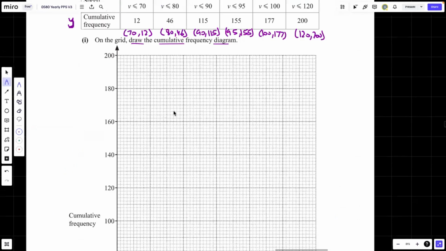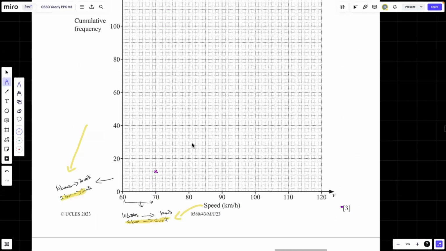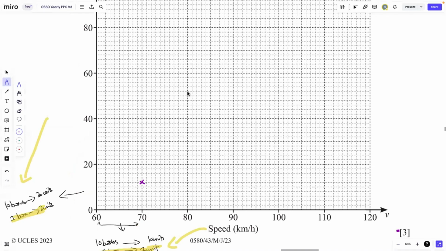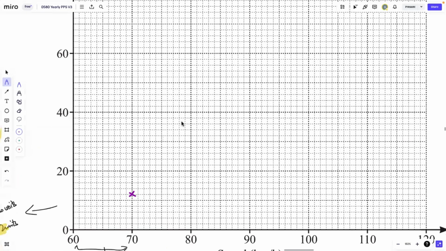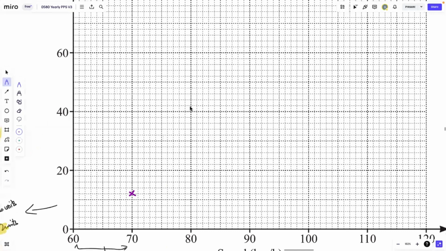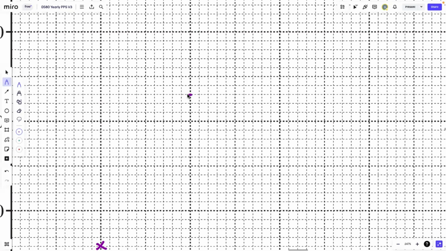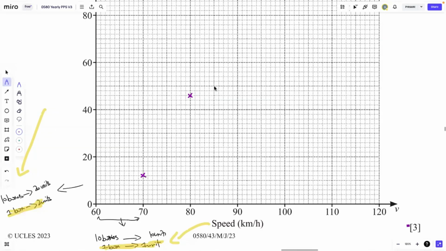Next up, we have 80 comma 46. Since each value is being represented twice, this is 40, 42, 44, 46. Make sure to check the scale correctly. This is 80 comma 46.